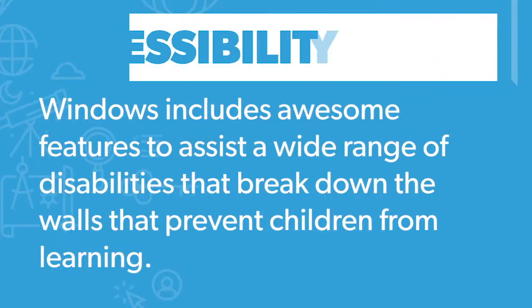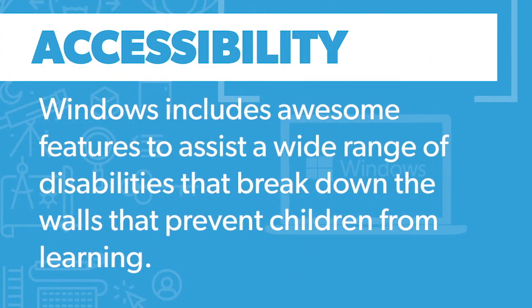Now, Microsoft understands that not all students learn the same way, and some students may need help in navigating those devices. Because of that, Windows devices come with a wide range of accessibility features, such as Narrator, word prediction, and eye control. Each of these can help students break down the walls that can prevent them from learning.